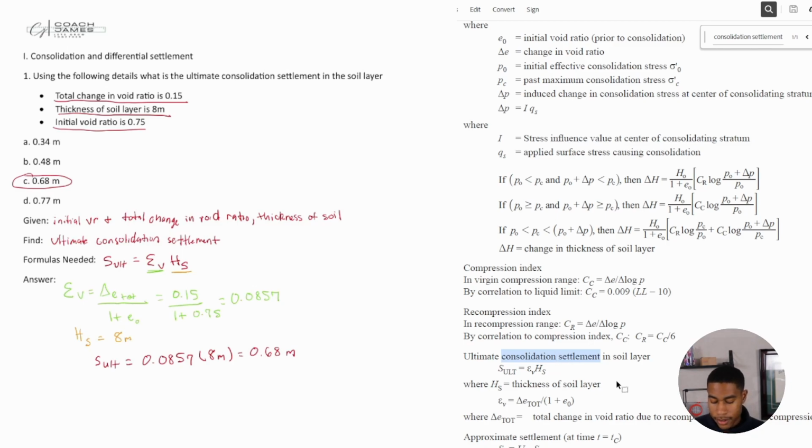So just reading out the problems, figuring out the variables that you have versus the variables that you need. S_ult was one of the variables that we needed. We also needed EV, and we didn't have it until we went and found what e total was, which is the total change in void ratio. So we figured it out though.